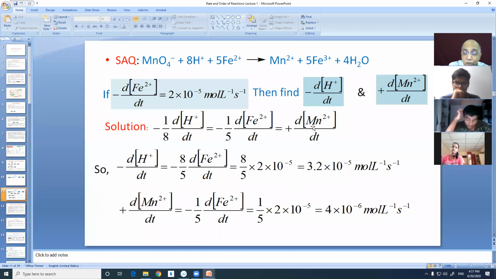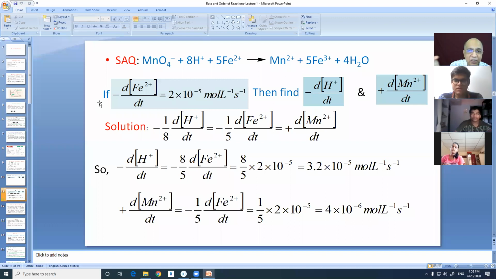Now what about dMn2 plus by dt? So dMn2 plus by dt is simply 1 by 5. Since dFe2 plus by dt is equal to minus of this, minus minus again is plus, so 1 by 5 is already there. There is no coefficient here, no crisscross, so it will be 1/5 of this. How many of you have done it correctly? This type of question you are likely to get in your examination.